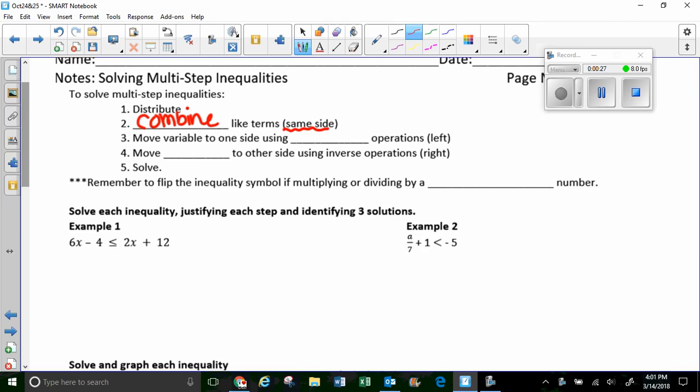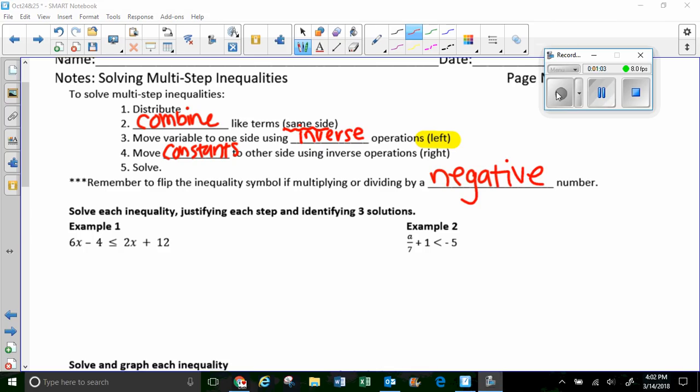Then move variables to one side using inverse operations. And because we're doing inequalities, you're going to want to move those variables to the left. And you'll see why as we solve. Step 4 would be to move your constants, aka your numbers, to the other side. Again, using inverse operations. And then solve. Remember, because we're solving inequalities, you need to flip the symbol if you're multiplying or dividing by a negative number. So let's go ahead and jump in.